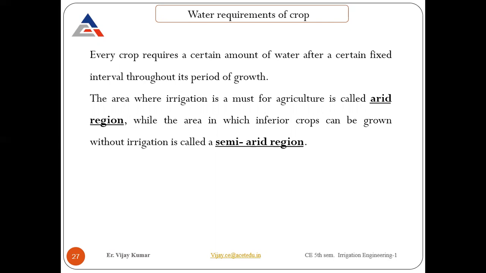Now, the water requirement of the crop depends upon environmental conditions as well as the type of crop. Every crop requires a certain amount of water at a certain fixed interval of time. Rice's requirement of water is very high. Wheat's requirement, compared to rice, is less. Sugar cane again requires a lot of water. Vegetables or other crops require less water compared to those. And their time of supplying water is also fixed.